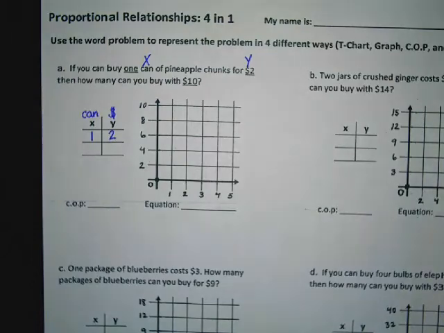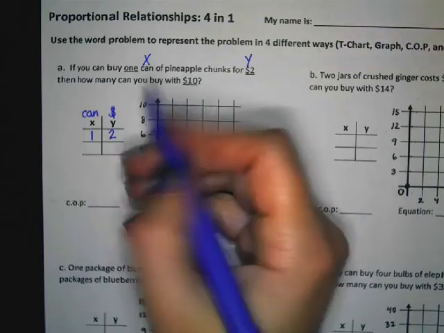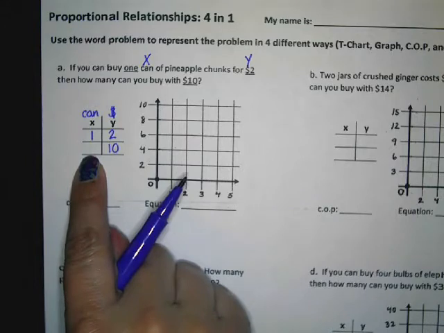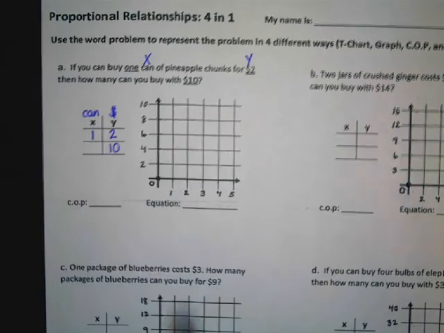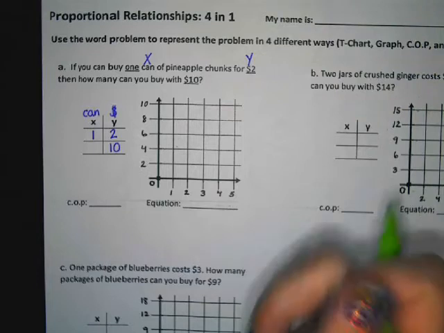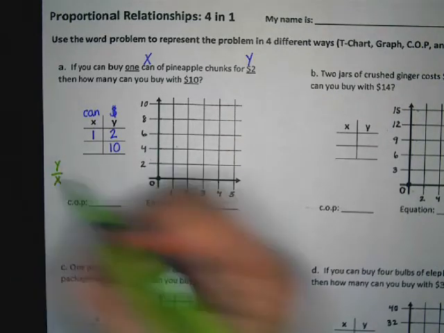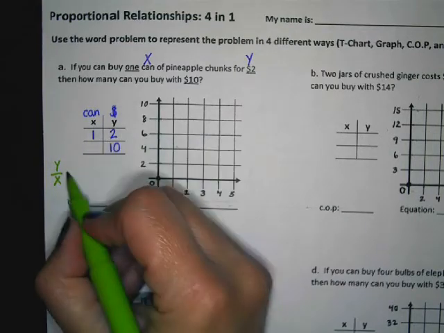So X is my cans, Y is my money amount or my dollars. Now it says, then how many can you buy for $10? So $10 has to go in my money column here. So for $10, and we want to know how many cans we can buy. So the first thing that we need to do is figure out what our COP is, or our constant of proportionality, because that is going to help us to determine how many cans we can buy. So remember that our COP is Y over X, and we have an X and Y value that are compared, so we can use that to figure out our COP.